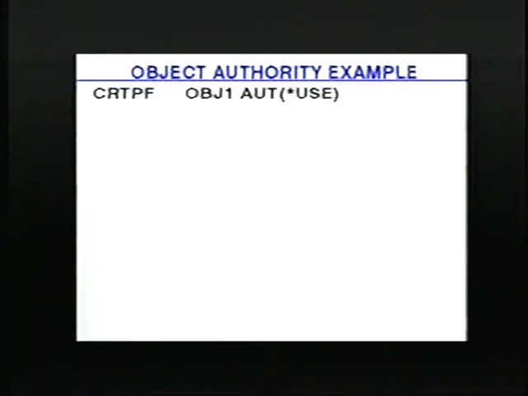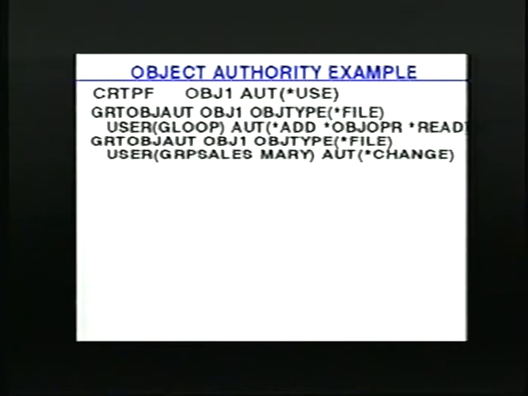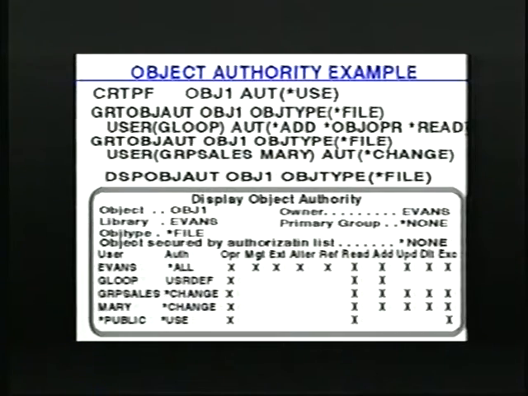Let's take a look here at how you might use authorities. Here we're doing a create physical file for object 1. In the AUT parameter, we're granting the public authority of use. Now we're going to give to this same object, to user profile gloop, the authorities add, object oper, and read. And to the second, we're going to use the grant object authority command again, this time for 2 user profiles, group sales and Mary, granting them change access.